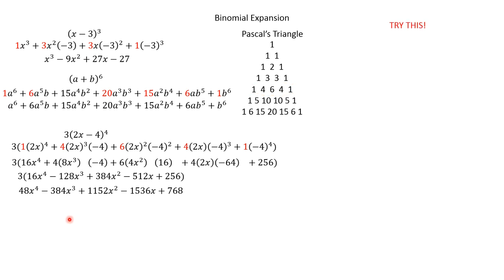If you think you do, let's try one. (p - 2q) cubed. P's and Q's, yeah, they look the same. You're going to have to deal with it. So go ahead and try this one. Pause the video and come back when you're done.